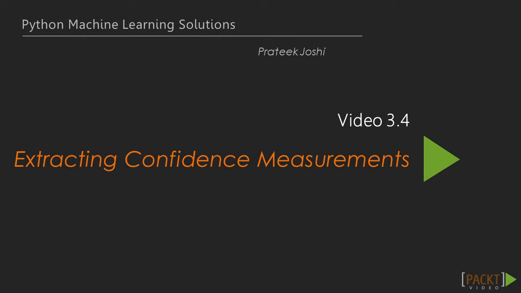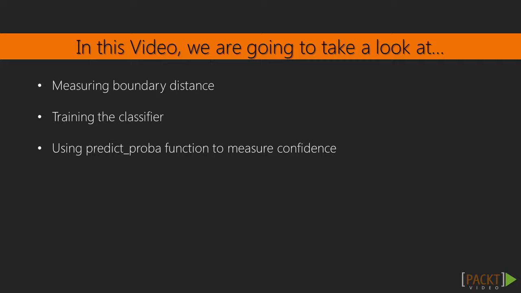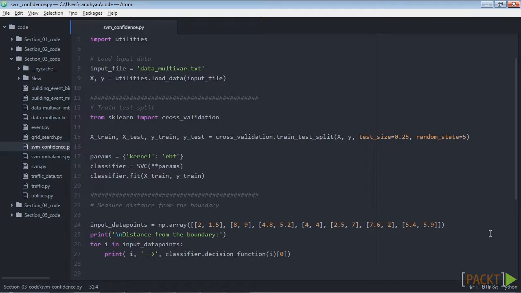Here comes the fourth video of this section, extracting confidence measurements. In the previous video we learned how to deal with class imbalance. In this video we're going to take a look at measuring boundary distances and computing confidence measurements. It would be nice to know the confidence with which we classify unknown data.